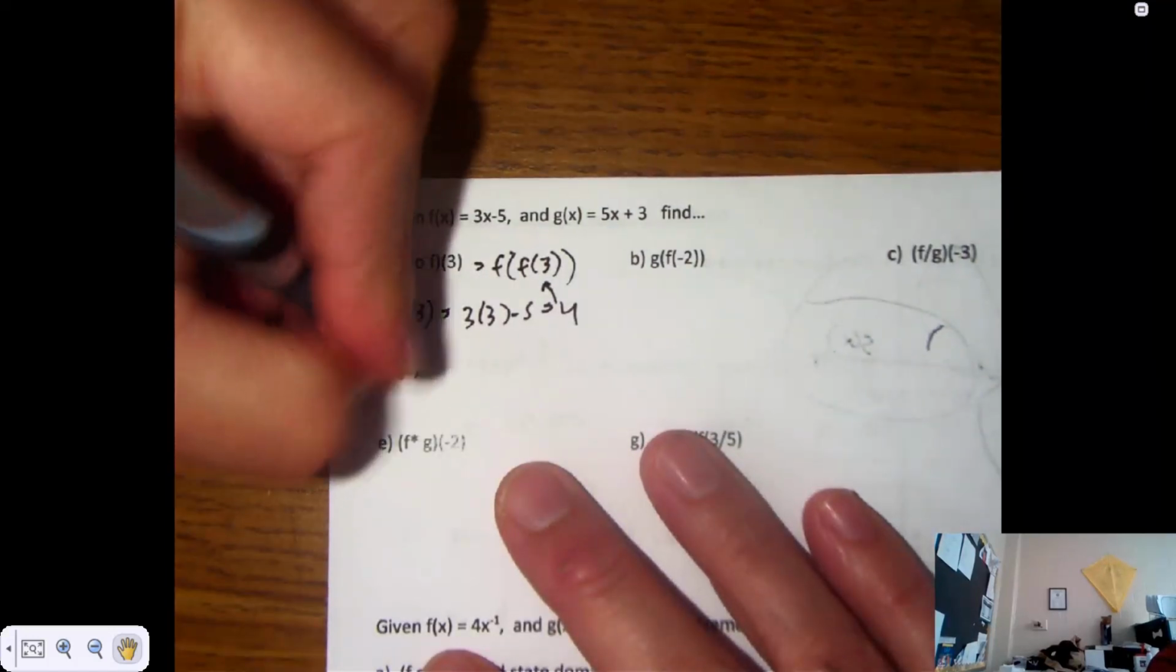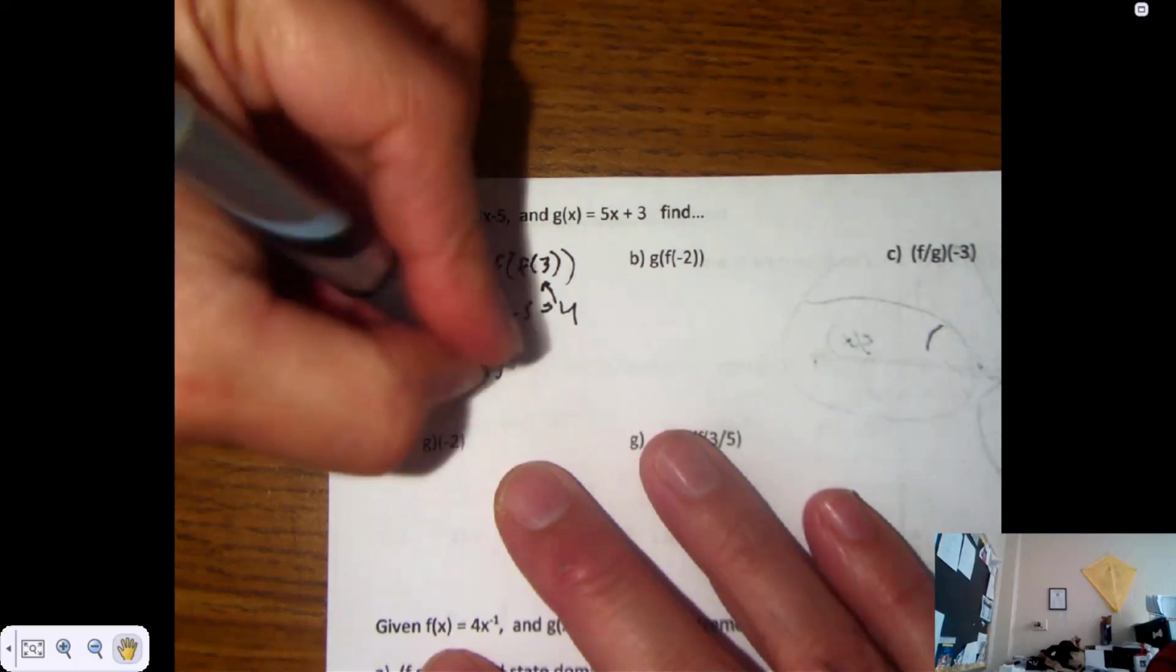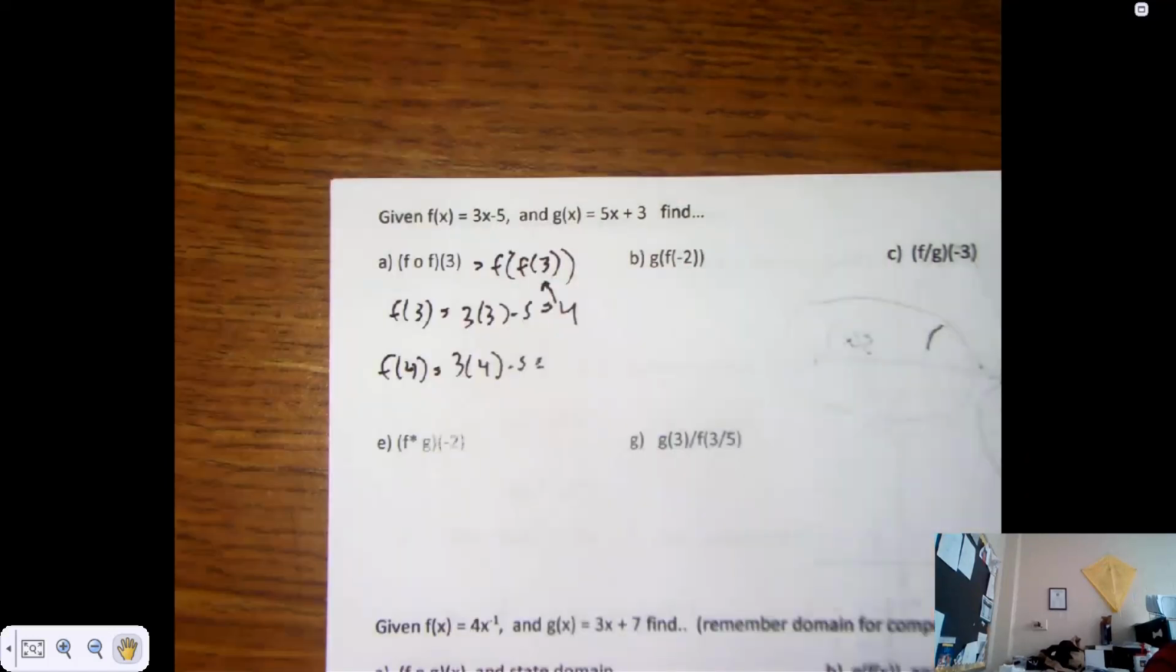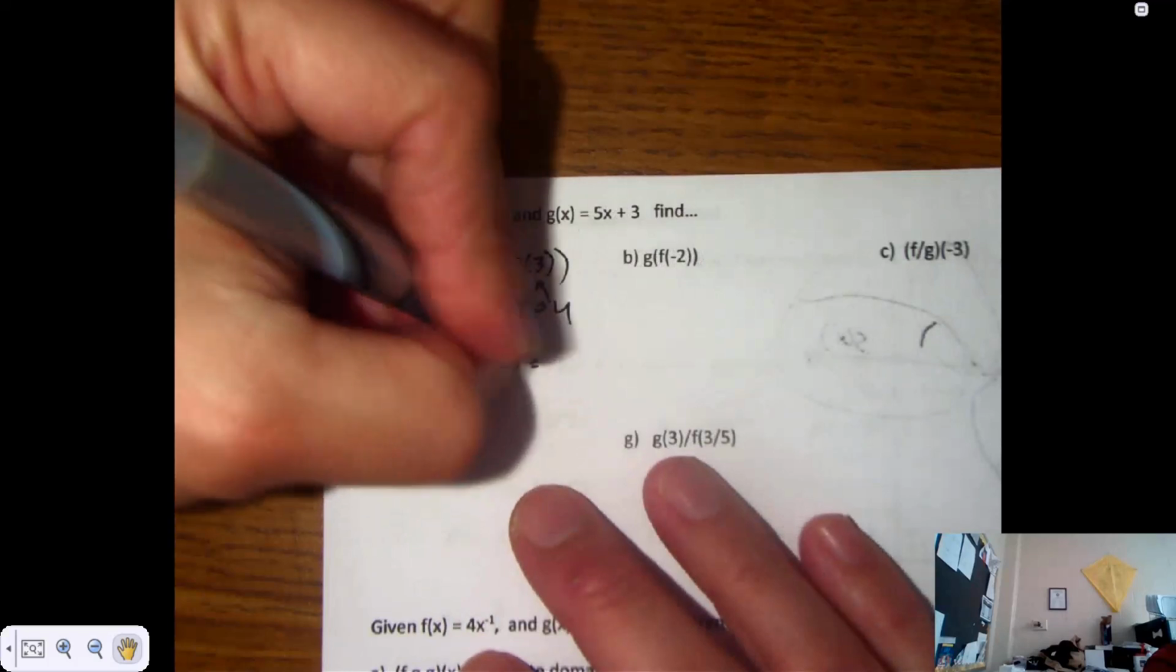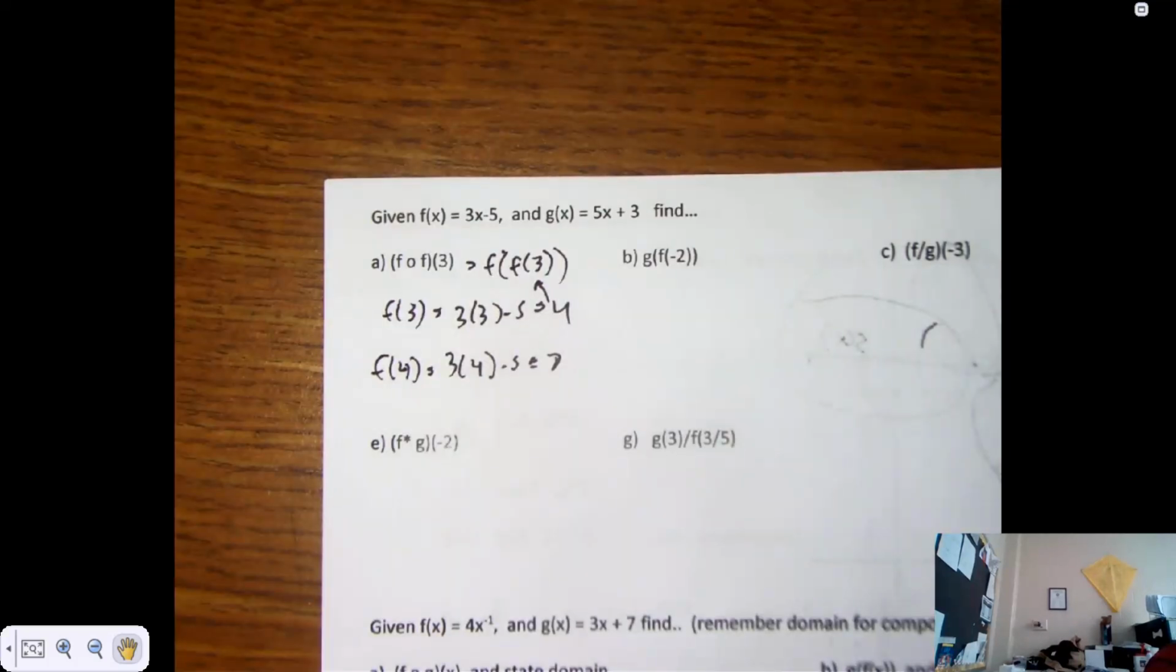So you find f of 4 now. 3 times 4 minus 5. It's a 7. All right. Any questions on that? I know you guys are going to mess it all up, but it's just function notation.